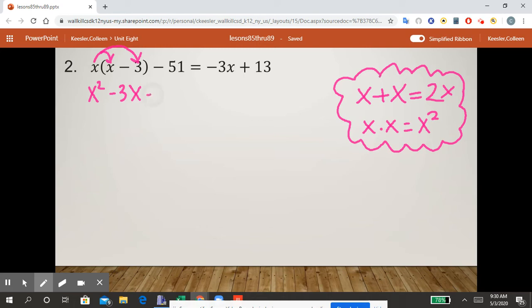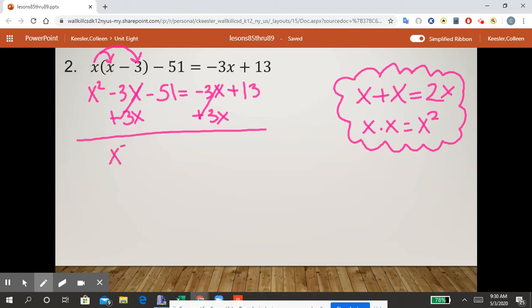All right, so we bring down the -51 equals -3x plus 13. And again, just like we saw in the last problem, we have -3x on both sides. So we can add 3x to both sides and cancel them out. That leaves us with x squared minus 51 equals 13. Then we can add 51 to both sides of the equal sign, which gives us x squared equals 64.